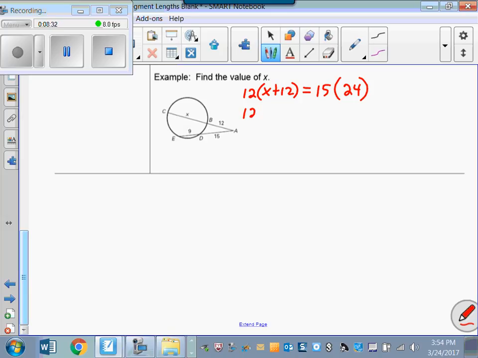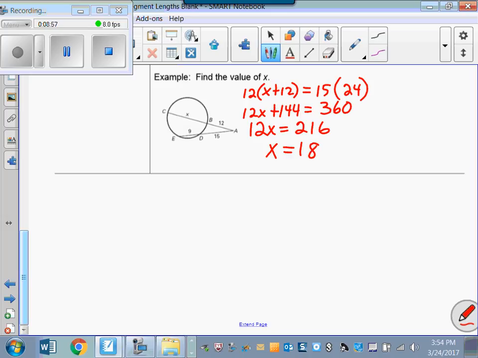Distributive property: 12x plus 144 equals 15 times 24. What's 15 times 24? 360. I cheated and used my calculator. Okay, so 12x equals 360 minus 144, which is 216. So if I divide 12 into 216, I get 18. And that's what they asked me.